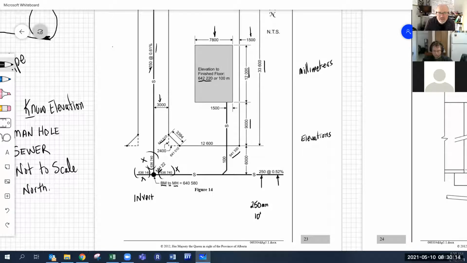This is another elevation, the 642,220, and this is an architectural elevation. So this is a geodetic elevation, and this is an architectural elevation, 100 meters. This S right here indicates the sewer.